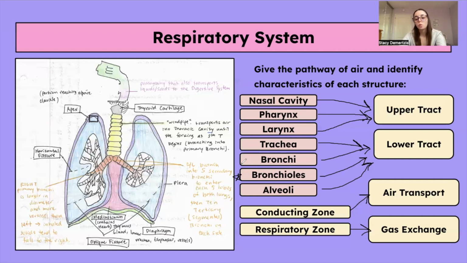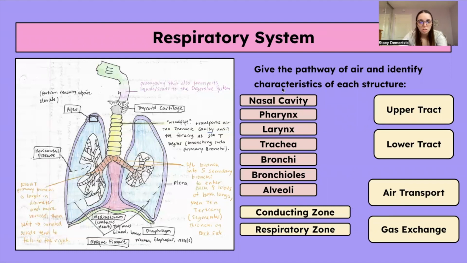Then we get into the respiratory bronchioles. And at that point, from the respiratory bronchioles down to the alveoli, that's where gas exchange is going to occur, this exchange between oxygen and carbon dioxide. So that's how physiology and certain functions are related, or certain characteristics match certain structures within the respiratory system.